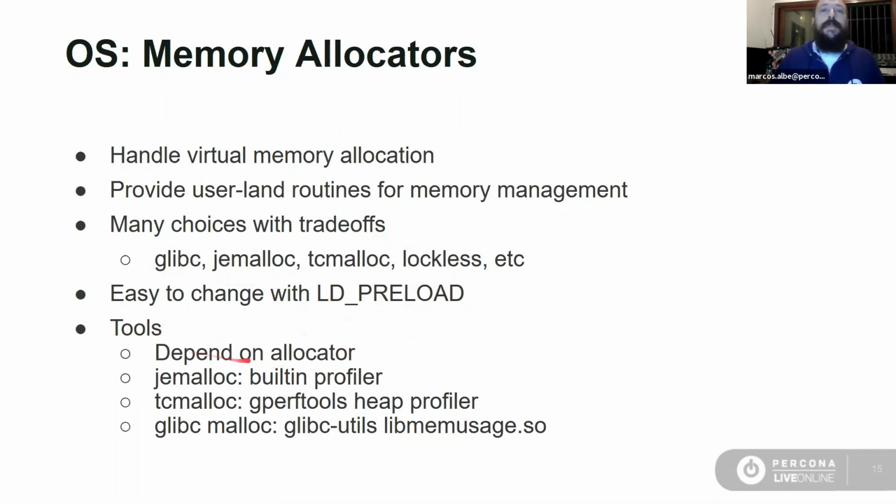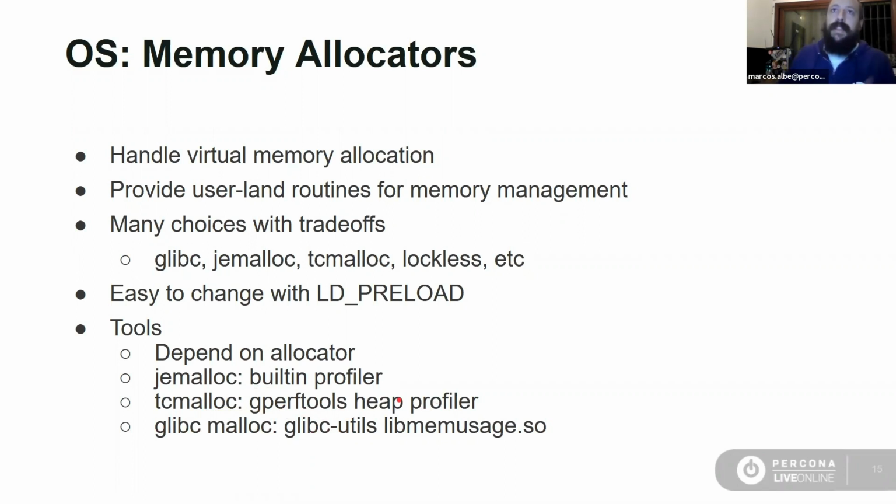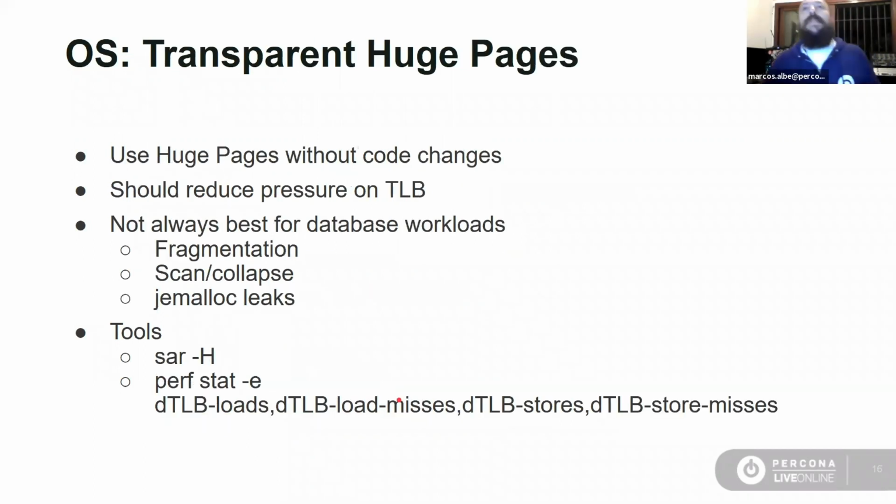And there are multiple tools, but each depends on the allocator. jemalloc has a built-in profiler. tcmalloc also has a gperftools profiler. And we have glibc's util sleep mem usage. So there are ways to actually look at this, but it's not the main focus of our talk.